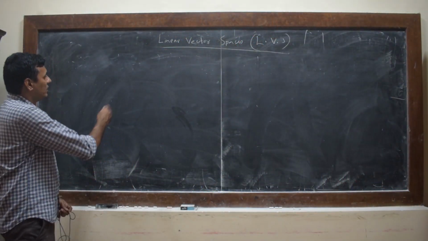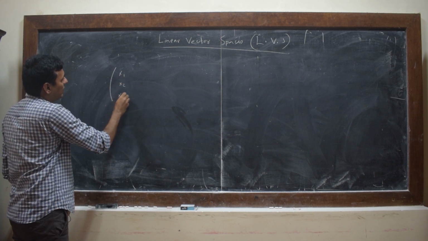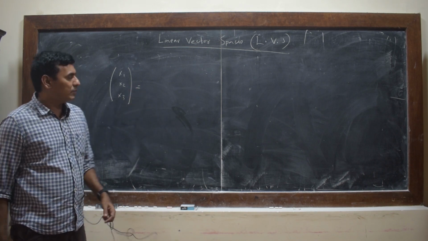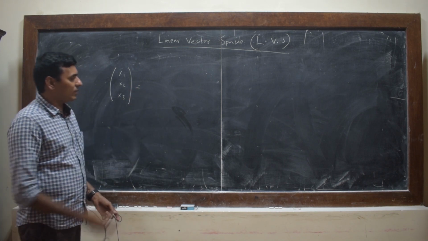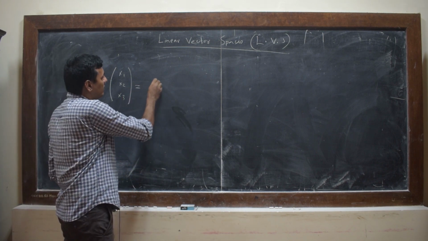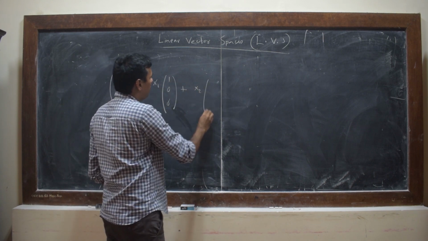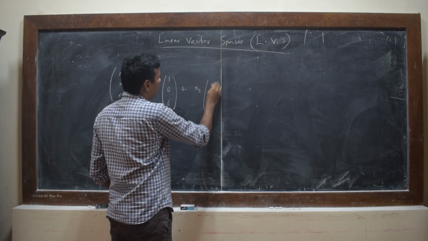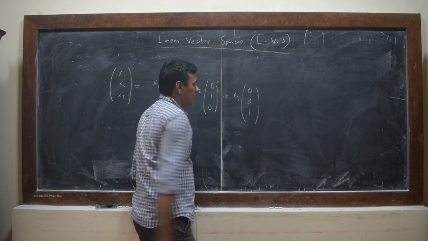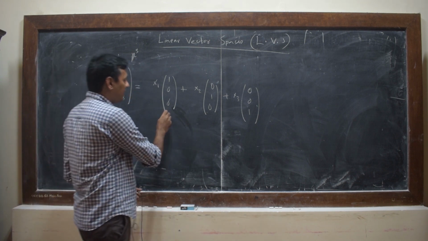So, given a vector, suppose you have a vector x1, x2, x3, in 3-dimensional space, say Cartesian space, for example. You can expand this vector in this basis.